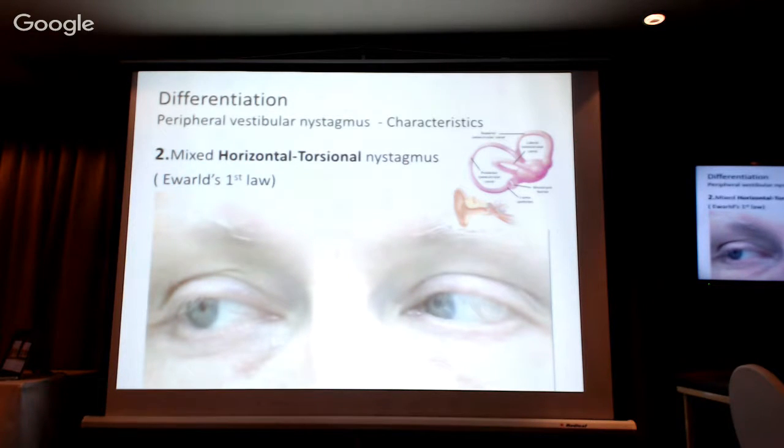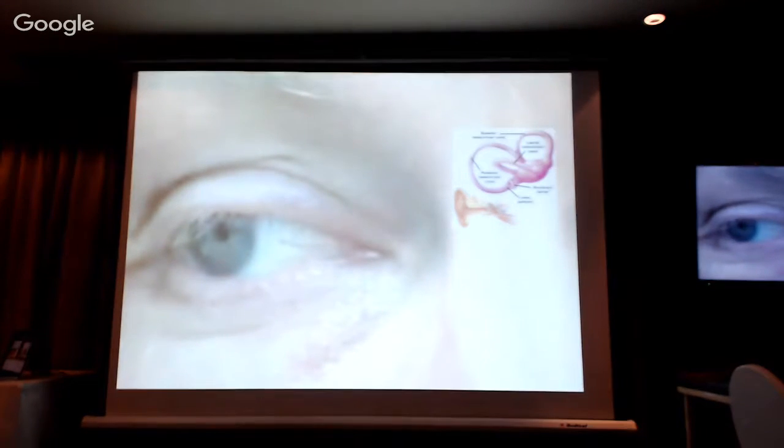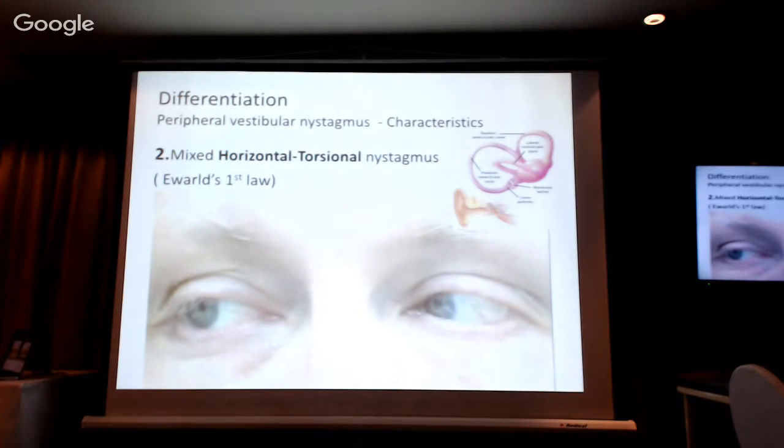The second characteristic feature can be explained by Ewald's first law. Lakshan told you that. Now, the law is that the axis of the nystagmus should match the anatomical axis of the semicircular canal that generated the nystagmus. You know that semicircular canal dysfunction generates nystagmus. But we have 3 semicircular canals in 3 different planes. Therefore, the nystagmus has to be in the direction of the vector of those 3 canal directions. Therefore, in peripheral lesion, you cannot have pure horizontal nystagmus.